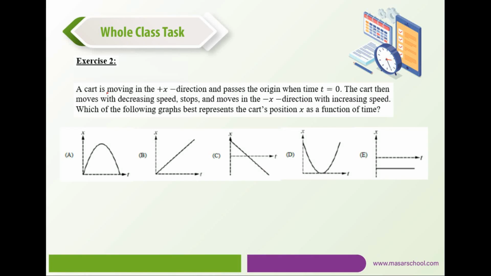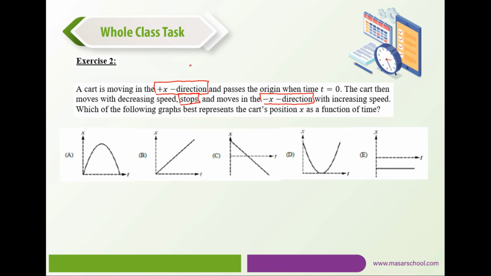Now a cart is moving in the positive x direction and passes the origin when time t is 0. The cart then moves with a decreasing speed. It stops. So initially it's moving in the positive x direction. It stops, then it's going to move in the negative x direction with increasing speed. Which of the following graphs best represent the cart's position x as a function of time?